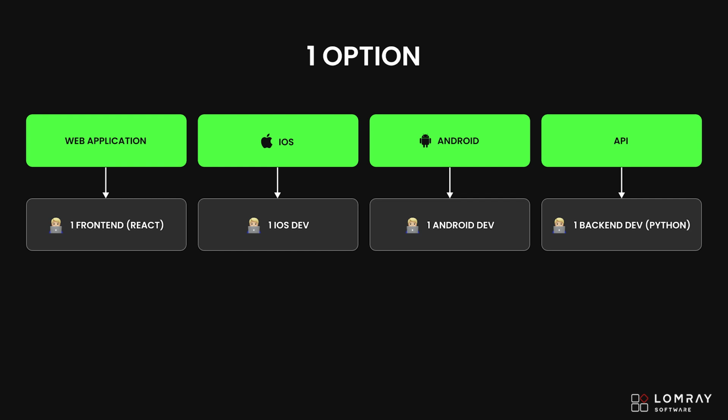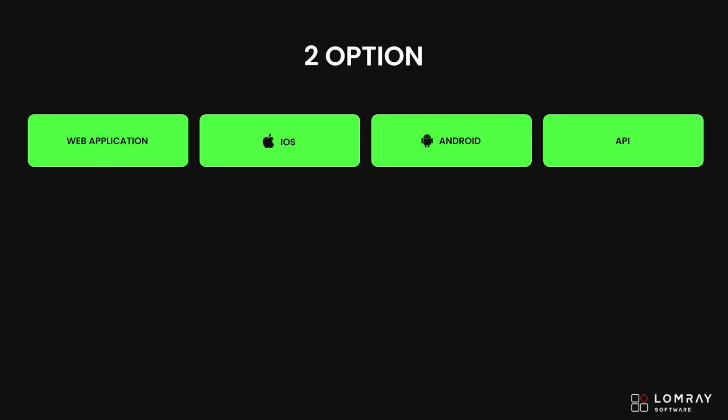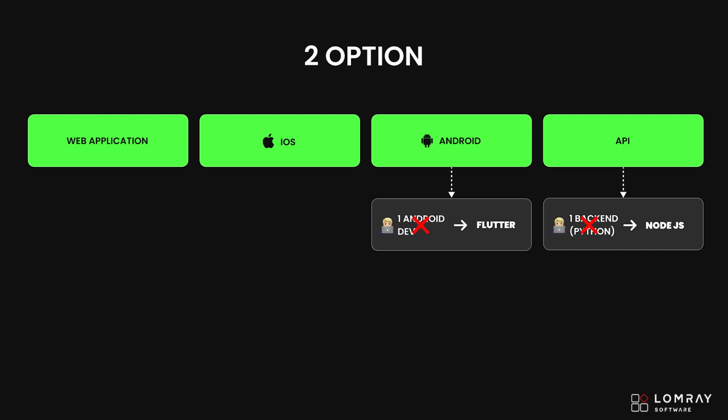Imagine that one of them gets sick or goes on vacation or quits. The process will stop and no one will be able to replace anyone, because they all have different tech stacks. They simply don't know the technologies of their colleagues. Let's consider option 2, in which you will use Node.js instead of Python for the backend, and for the mobile application we will take Flutter, for example.